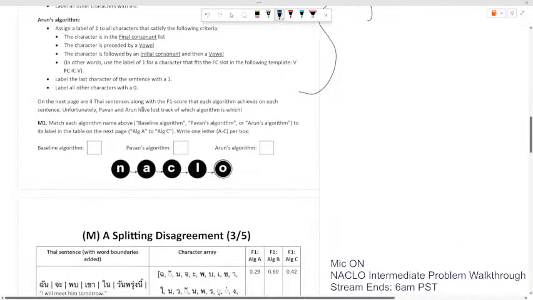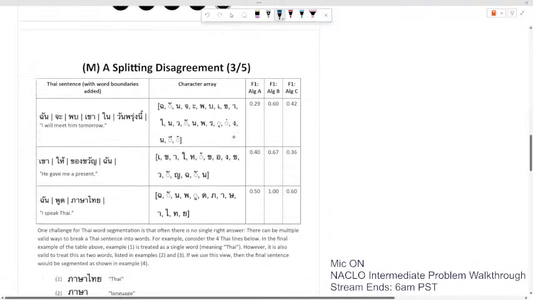On the next page 3, there are Thai sentences along with the F1 score that each algorithm achieves on each sentence. Unfortunately, Pavan and Arun have lost track of which algorithm is which. Match each algorithm name above, baseline algorithm, Pavan's algorithm, or Arun's algorithm, to its label in the table on the next page, Algorithm A to Algorithm C. Write 1 letter A to C per box. Okay.